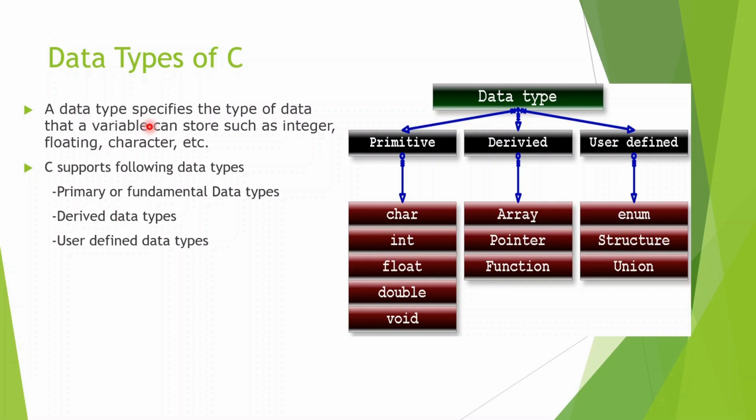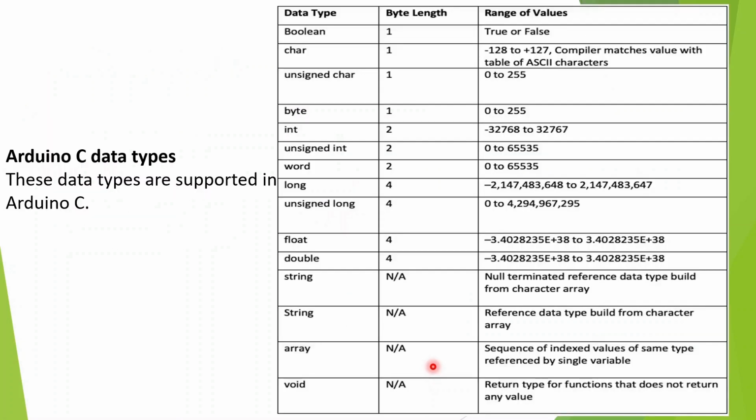Different data types are available in C. The data type specifies which kind of data we are using in our program, and that a variable can store, such as integer, floating, character data. C supports the following data types: primary data types, also called fundamental or primitive data types, which include character, integer, float, double, void. Derived data types, which include array, pointer, function. User defined data types, which include enum, structure, and union. So as per the requirement in our program, we have to use a particular data type, or we have to declare this data in our program.